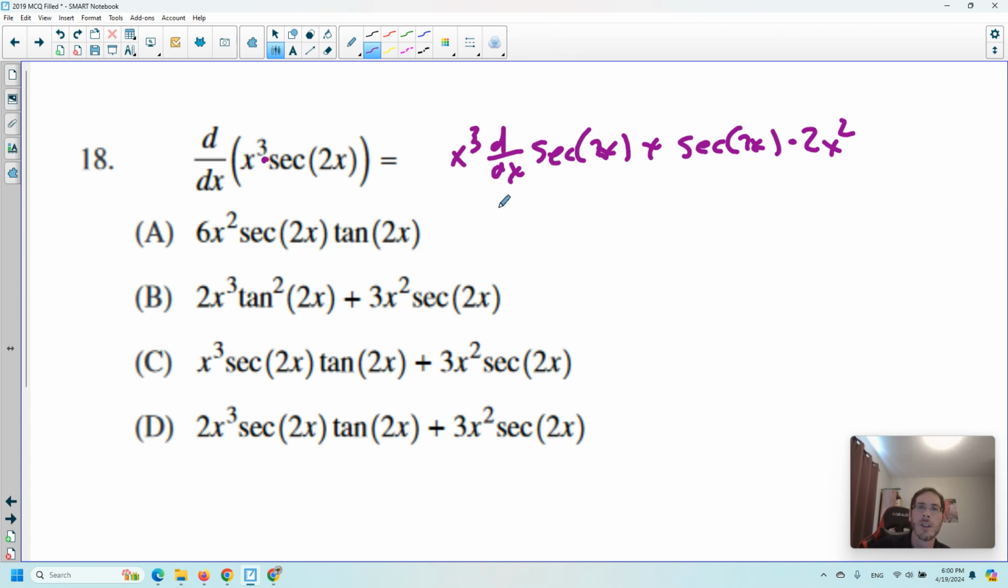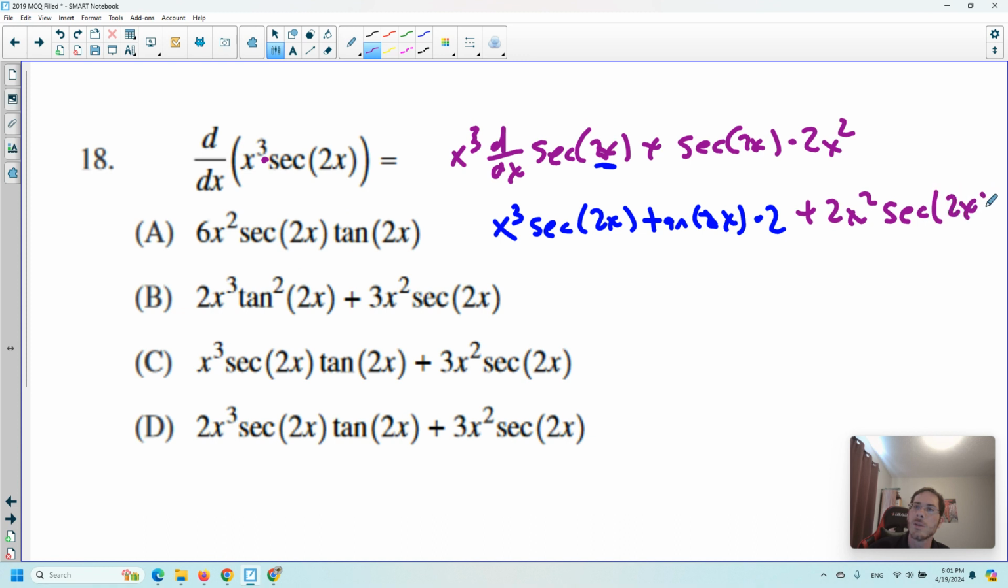So let's see, derivative of secant is secant tangent. So x cubed, secant of 2x, tangent of 2x. But we're going to remember with our derivatives, we have to then do a quick little chain here. So we're going to take the derivative of 2x to get 2. Other side stays the same, so plus 2x squared secant of 2x.